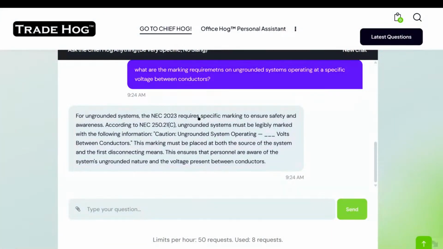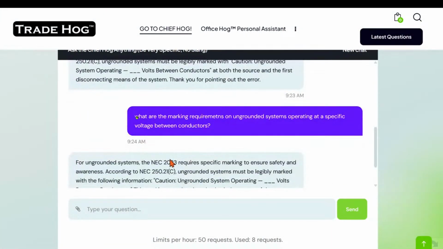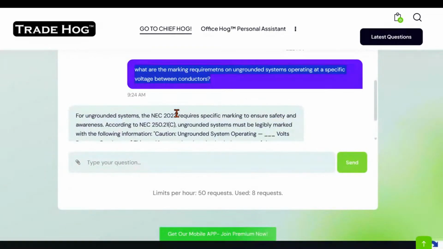I said, rather than an exam prep question, what are the marking requirements for ungrounded systems operating at a specific voltage between conductors? All right, what are the marks? This is kind of like how I would ask it in the field. And here's what it came back with.